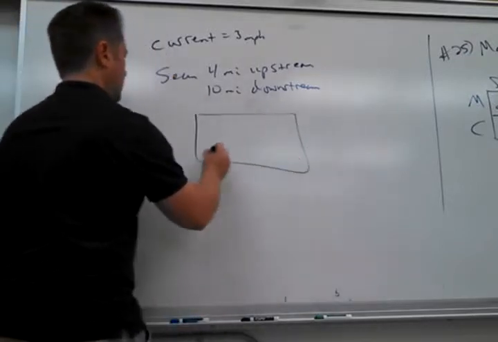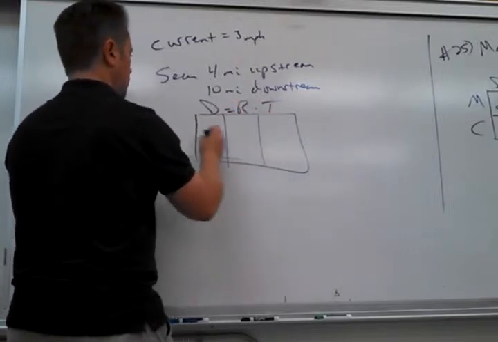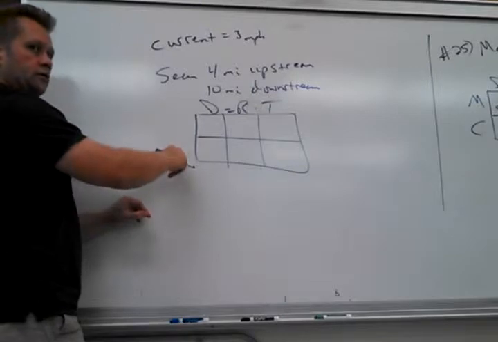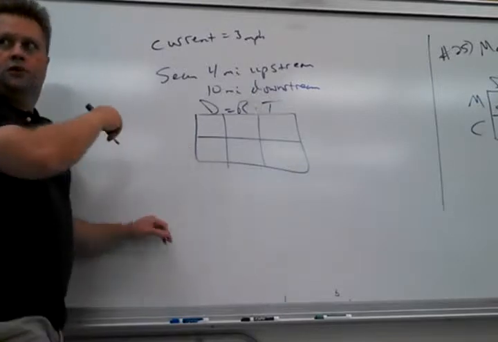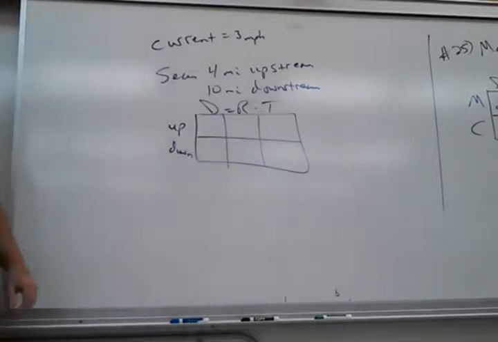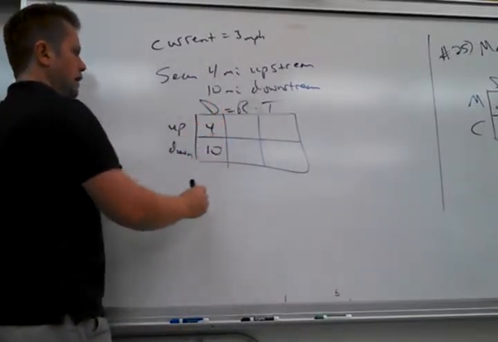So again, I got my distance, rate, time. What do you know for sure? So now the two things are going to be what? What do I label these two? What are the two situations? Yeah, upstream and downstream. So what do I know for sure? Distance. It goes 4 miles upstream, 10 miles downstream.